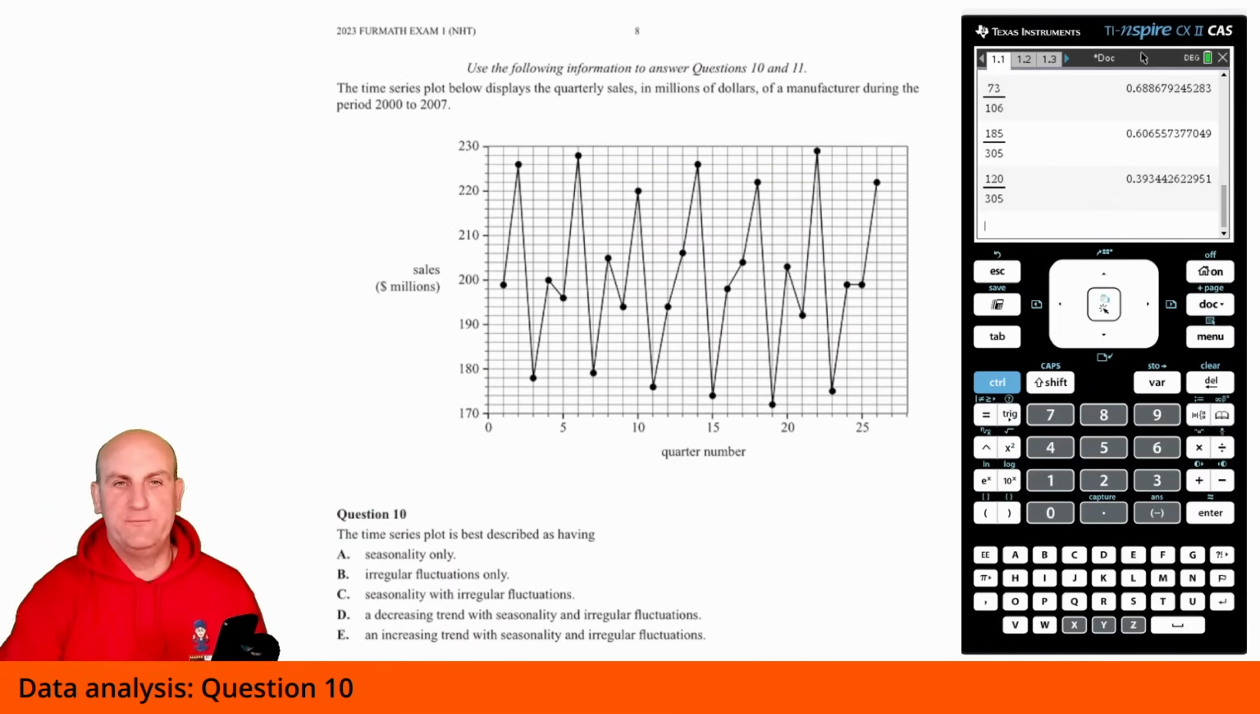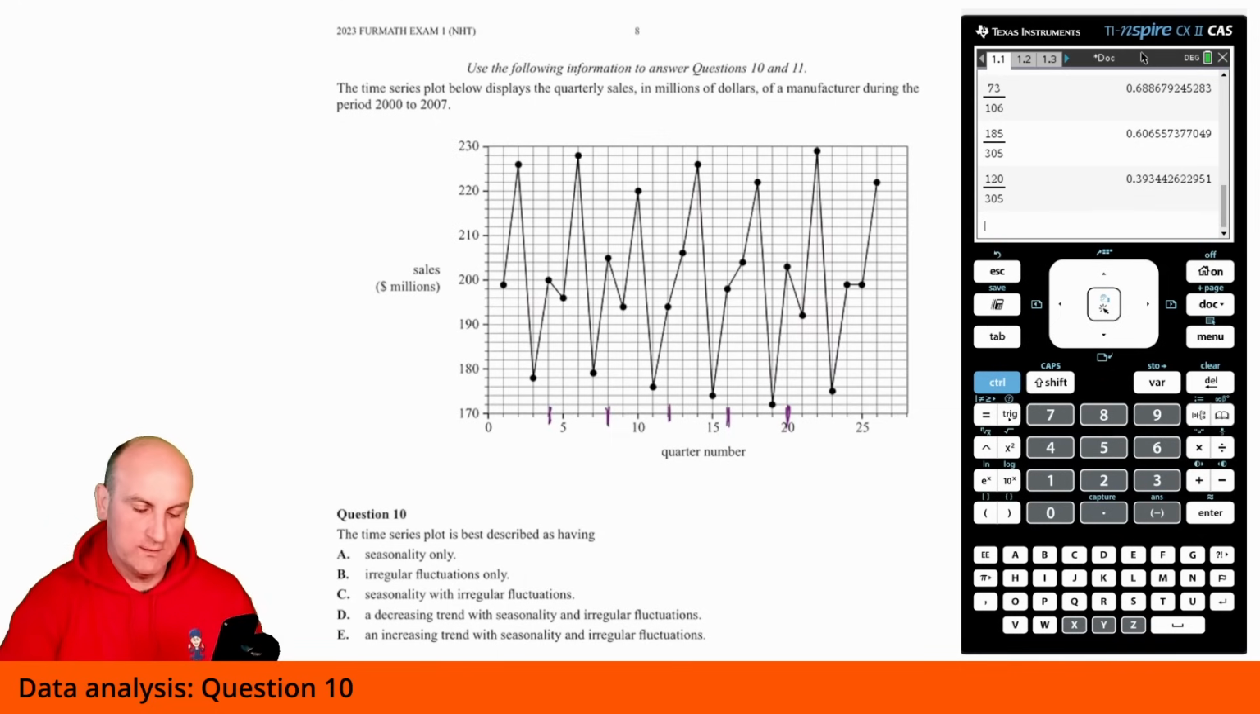The time series plot is best described as having, because we've been given a time series plot displaying the quarterly sales in millions of dollars for a manufacturer during the period of 2000 to 2007. Quarterly sales, all right, seasonality, yay, love, love, love. So 4, 5, 6, 7, 8, 10, 11, 12, 15, 8, 9, 10, 11, 12, 1, 2, 3, 10, 11, 12, 13, 14, 15, 16, and then 20, and so we go on.